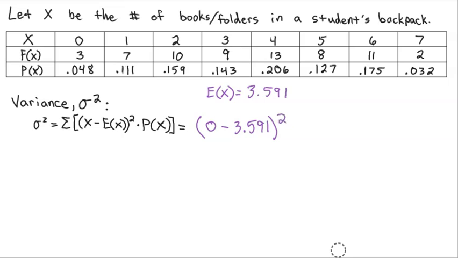Then we're going to put a square on that. Then we're going to multiply it by the probability of 0, which is 0.048. So times 0.048. Okay, now we don't technically need this little multiplication here if we're using parentheses, so we can actually take that out if we want to. Okay, in fact, I'll rewrite this.